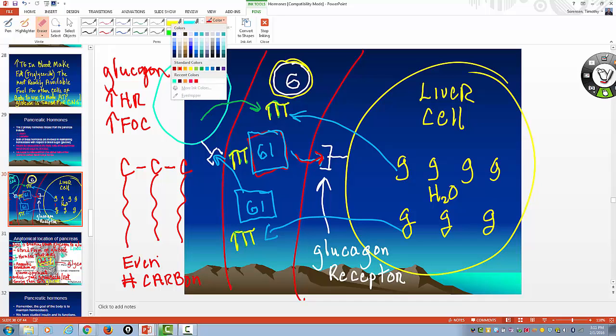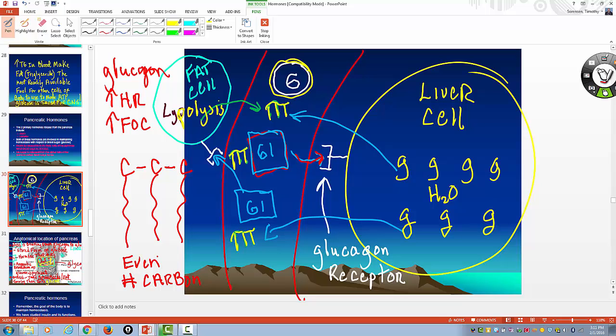Just so you know, there's a big fancy word for that, and it's called lipolysis. That's a terrible color, Timmy. So glucagon stimulates lipolysis. Yeah, I spelled it right. And that's a fancy way of saying taking and breaking down fat to triglyceride and dumping it into the blood.